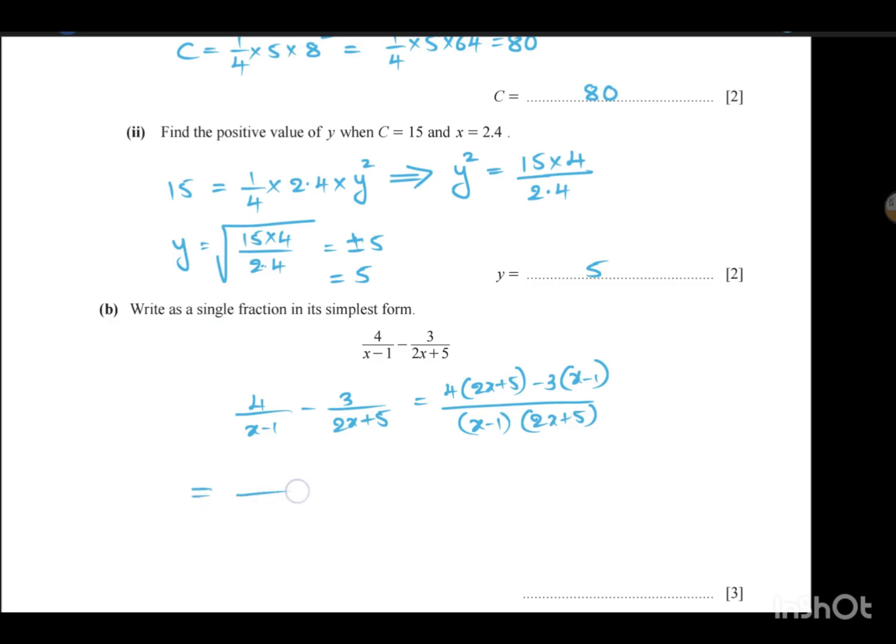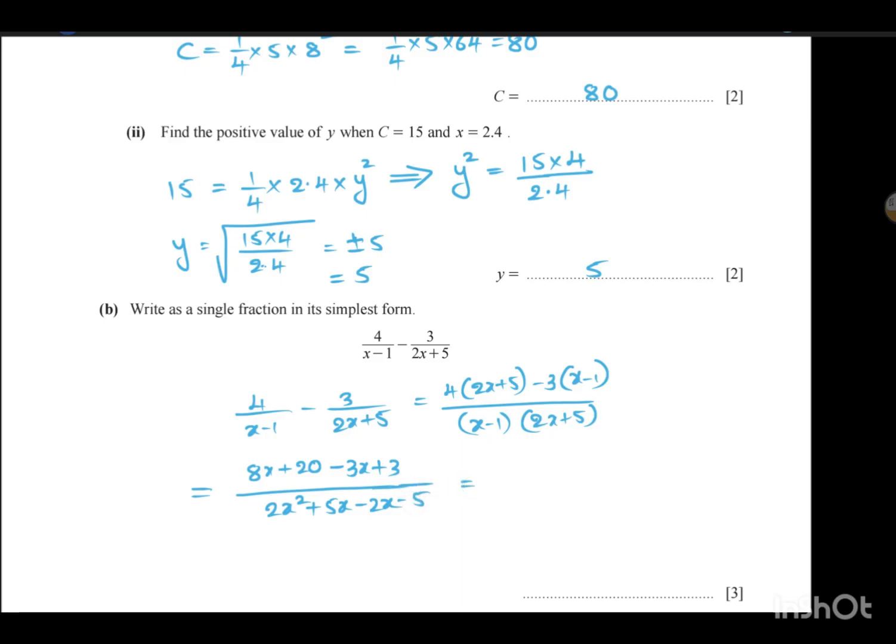Continue. 4 into 2x is 8x, 4 into 5 is 20, minus 3 into x is minus 3x, minus 3 into minus 1 is plus 3. Then x into 2x, you need to multiply these expressions one by one, x into 2x, x into 5. So it is 2x square plus 5x. Then negative 1 into 2x will be minus 2x. And then negative 1 into plus 5 is minus 5.